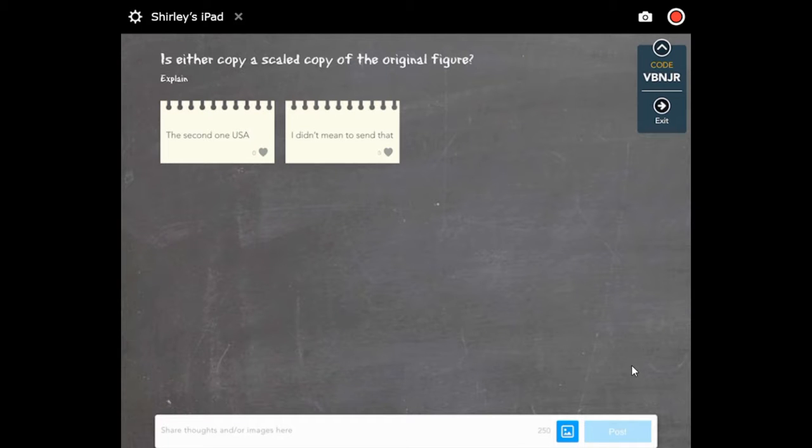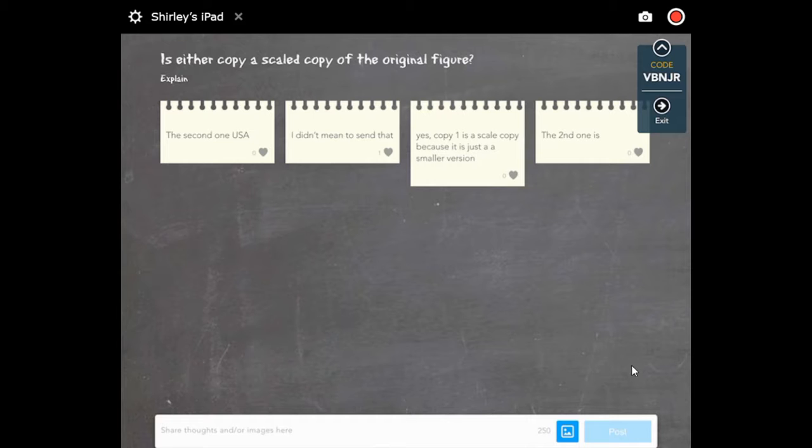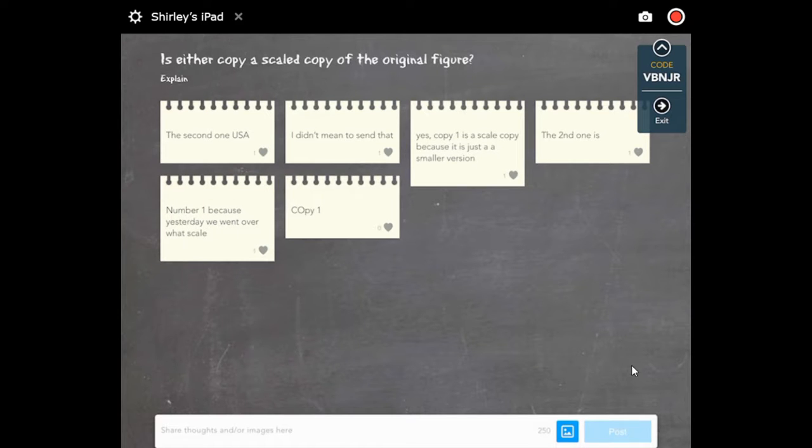So which ones do we think are scaled copies? Be careful with our explanations. Make sure we're using copy 1 or copy 2 because we don't want to misinterpret the second image as copy number 2.